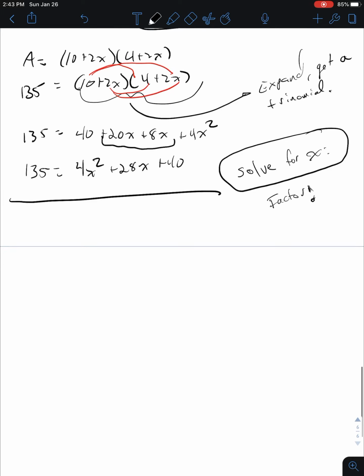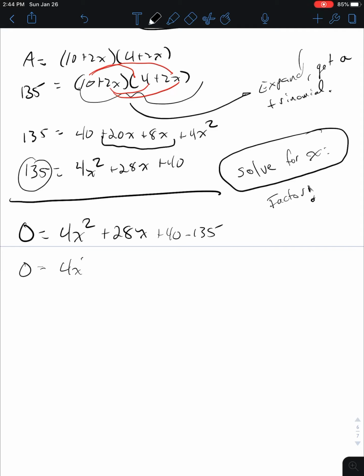So factor. Okay, hold on a second. We've got to do one more little thing before we're able to factor though. Now I'm going to do what you said. I have to have 0 equals a trinomial in order to factor, right? So what I'm going to do is take the 135, pull it out, and move it over. So now 0 equals 4x squared plus 28x plus 40 minus 135.